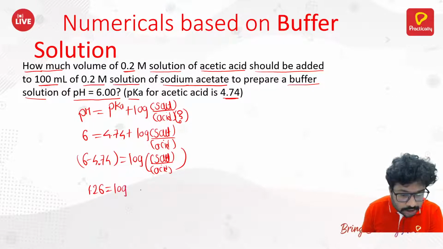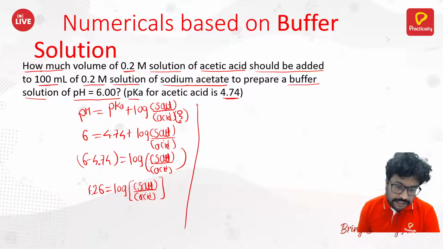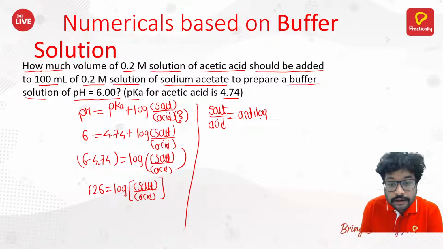1.26 is equal to log of salt upon acid, right? So now what do you do? You need to send log to this side. When you send log to that side, you get the ratio of concentration of salt upon acid. So basically that's the antilog of 1.26.